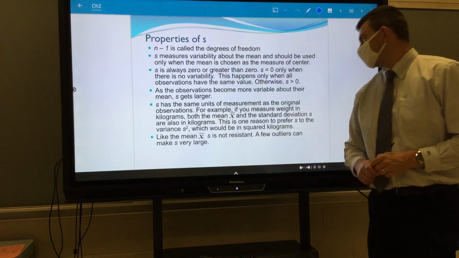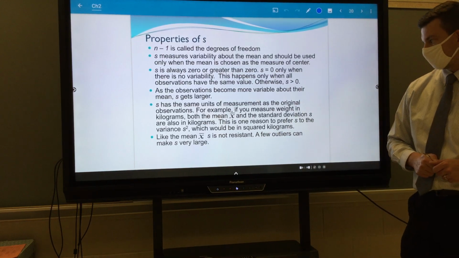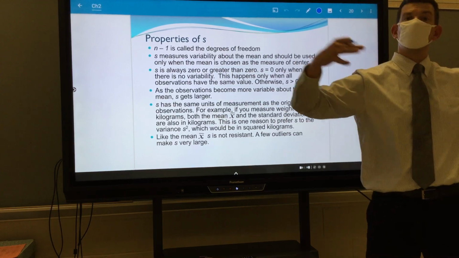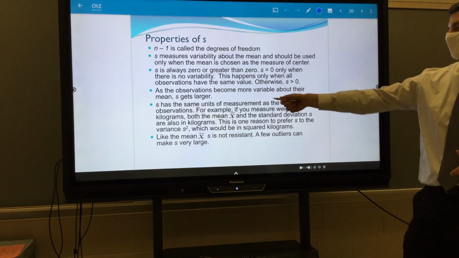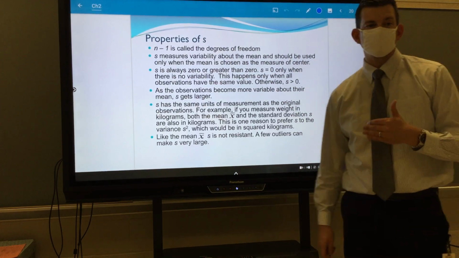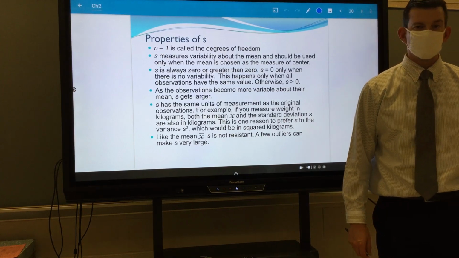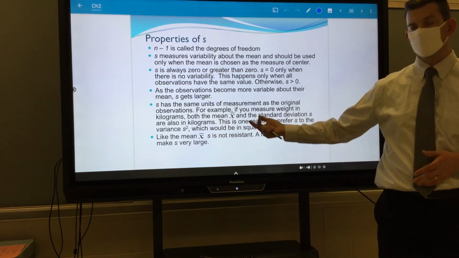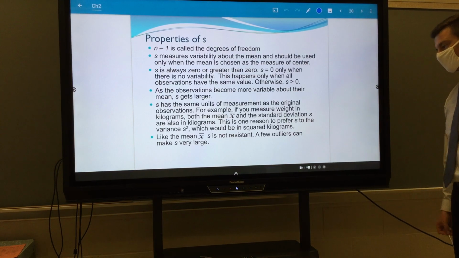As the observations become more variable about their mean, the standard deviation gets larger, meaning that if there's a greater range, a greater spread, the standard deviation is going to be bigger. Standard deviation does have the same units as the mean. So if the mean is measured in pounds, standard deviation will be measured in pounds as well. Okay, kilograms and kilograms. Like the mean x bar, s is not resistant.